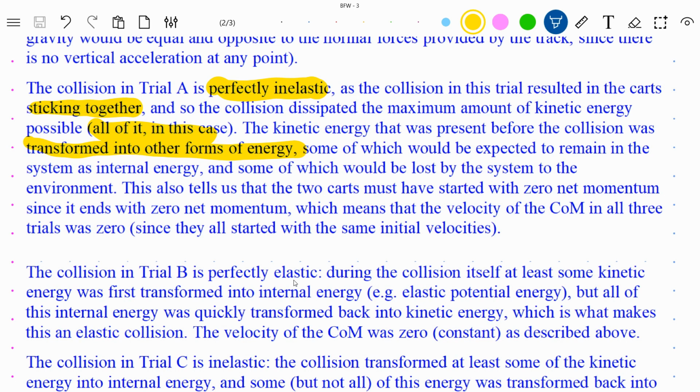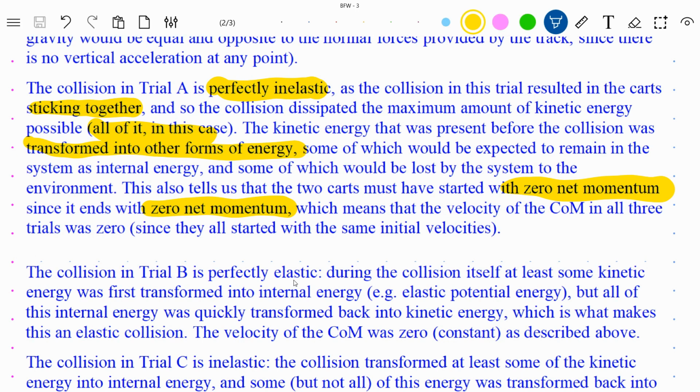This also tells us that the two carts must have started, and this is something I kind of hinted at a little while ago, they must have started with zero net momentum, since it ends up with zero net momentum, which means that the velocity of the center of mass in all three trials, not just the one we're talking about right now, but all three trials was zero, since they started with the same initial velocities in all three cases.